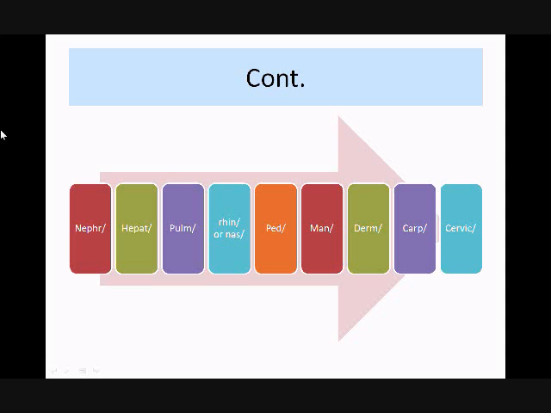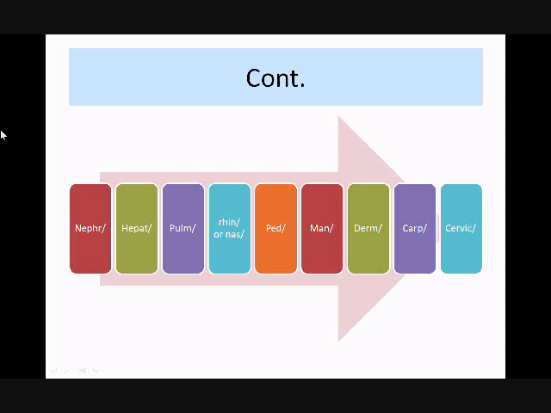Palm, all right. Think of somebody going to a pulmonologist, or maybe you've heard of the pulmonary system, right? That means you're talking about the lungs, and associated characteristics. Anyway, rhin or nas for your nose.